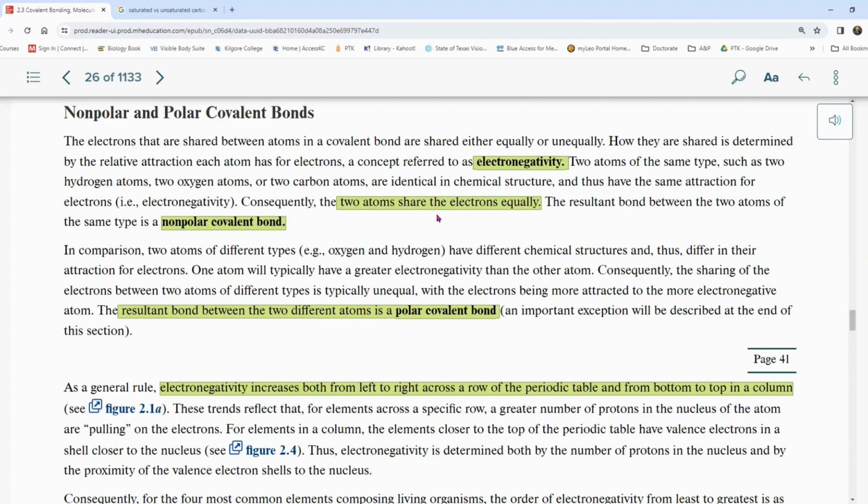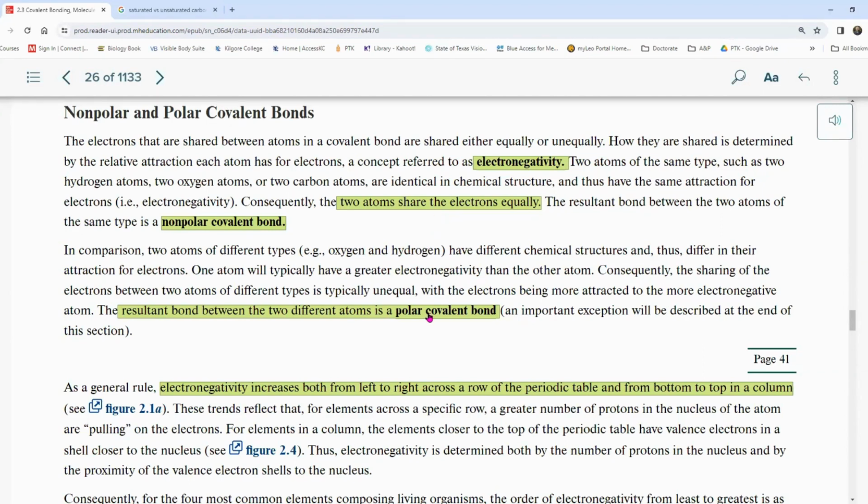So if something is polar, that means that there are opposites. If something's polar, it's like a magnet. Remember, a magnet has a positive end and a negative end, or a north pole and a south pole. So that means that they're opposite. If it's nonpolar, that means that they are the same, which means that they don't have an attraction to anything else. It's just kind of there.